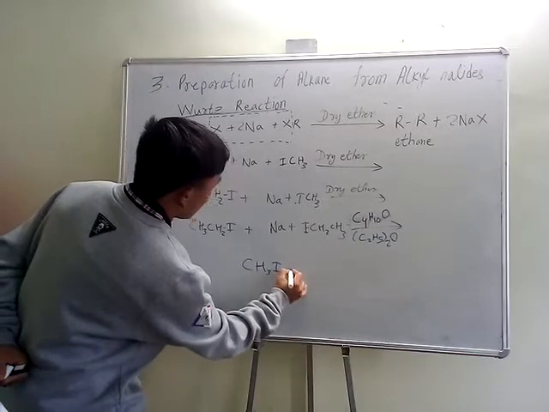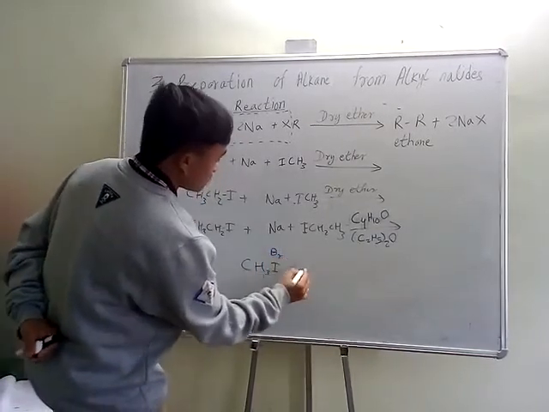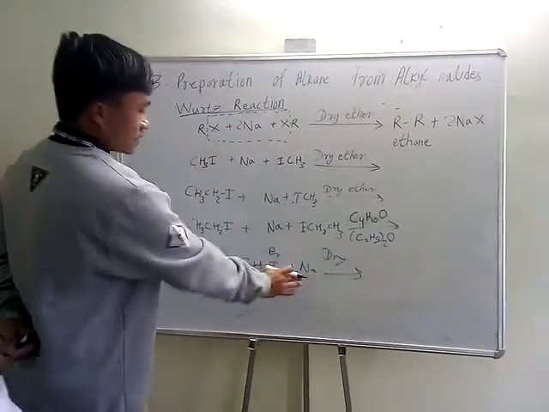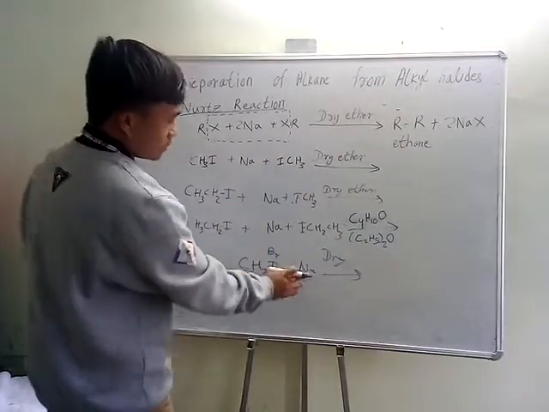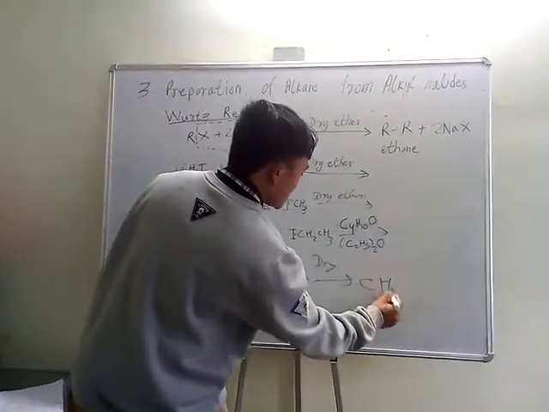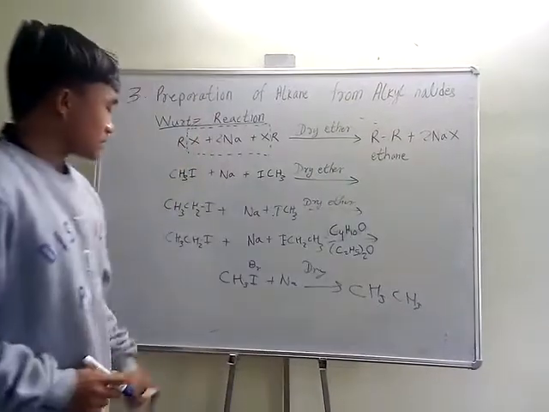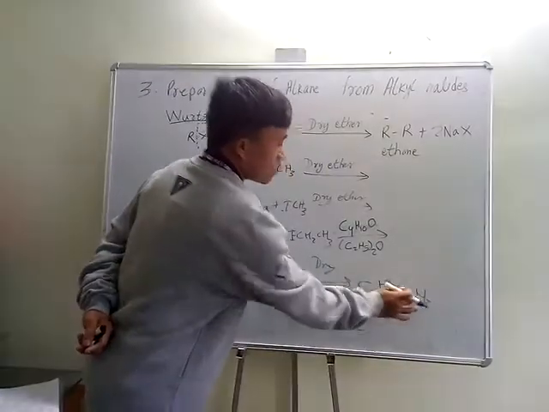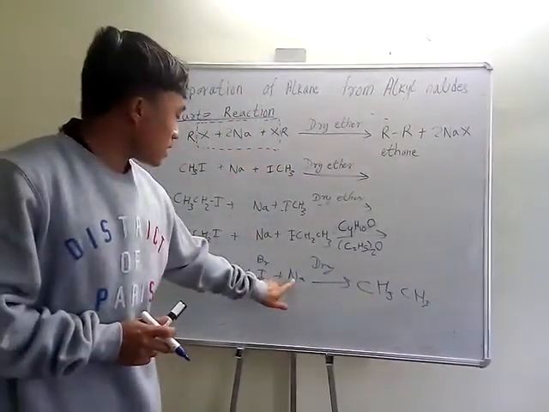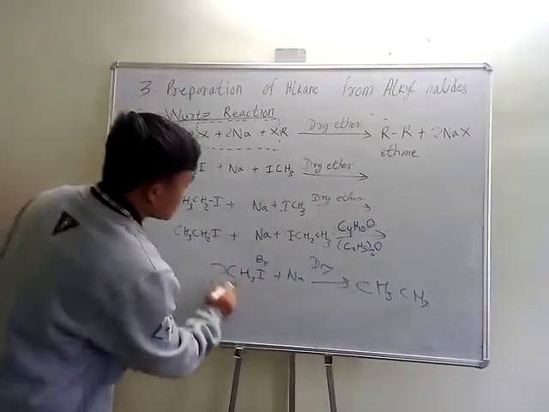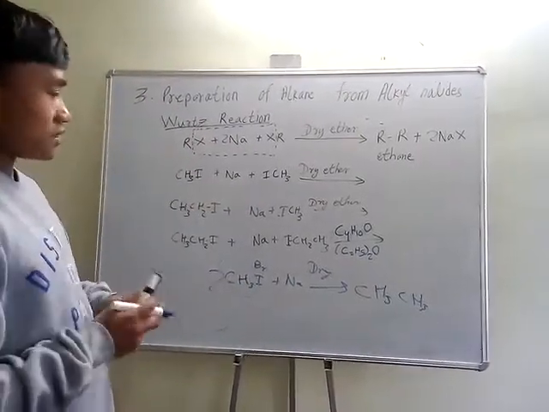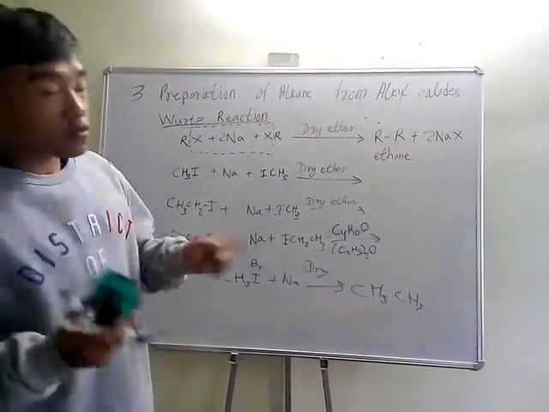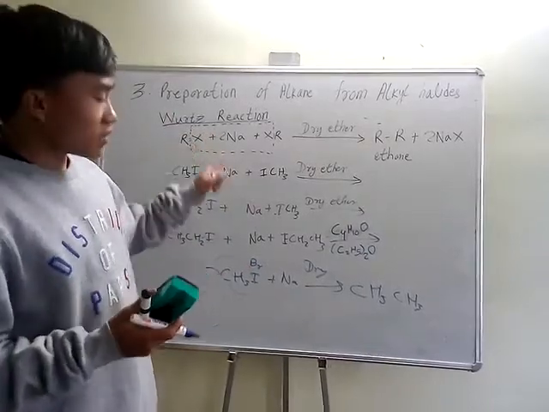In class 12, they give it like this: CH3I, and here is Na, and here is dry ether. They give it like this. Here, if they give CH3 like this, it means twice, we get two compounds. Whenever we add sodium, we get this. You have to know that this is from class 12. I just show you an example. I have to teach you according to your syllabus from class 11.